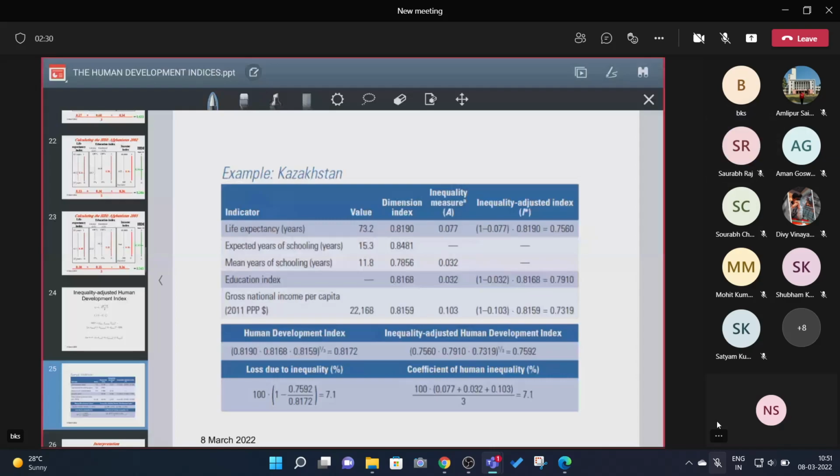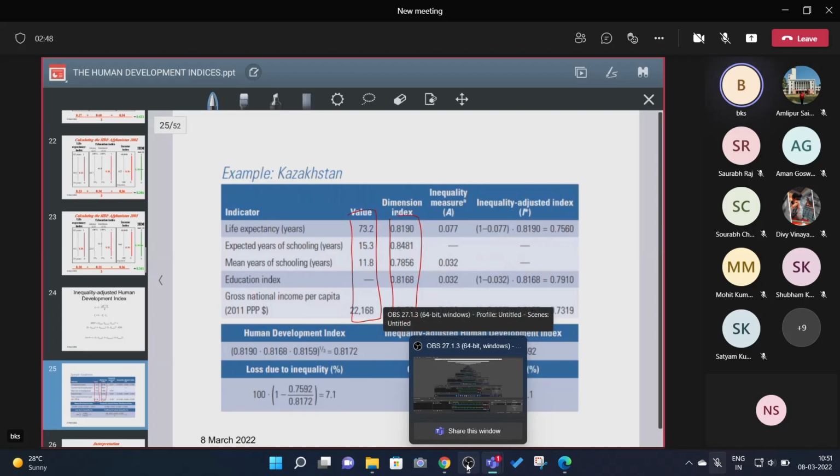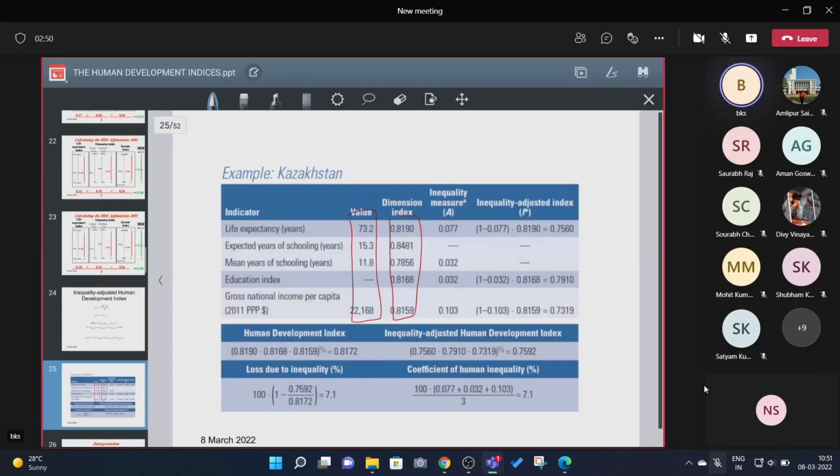Yes, sir. Okay. So these are the actual values we have, and these are the dimension indices we can generate using the standard normalization process with respect to the bounds, that is the minimum and maximum. And this is your inequality measure.